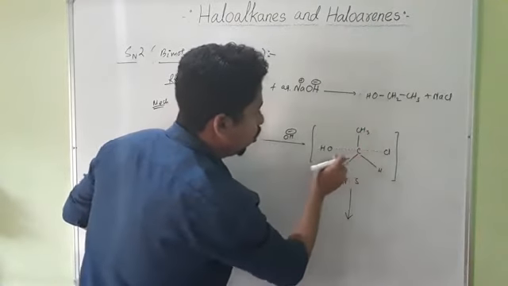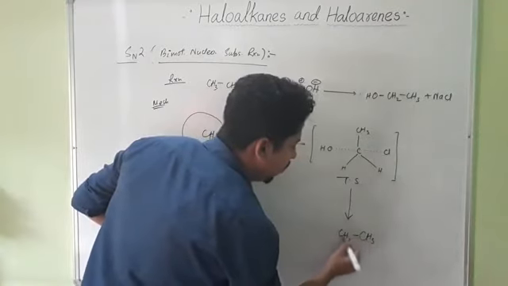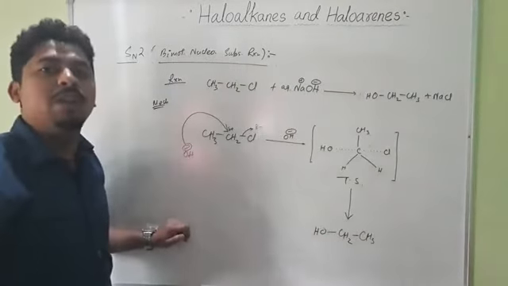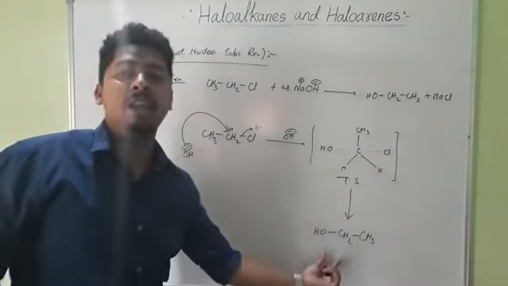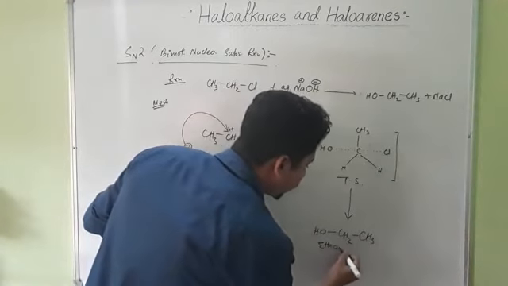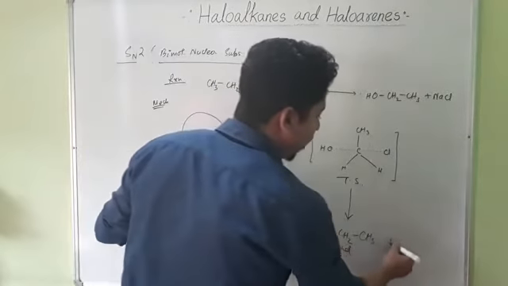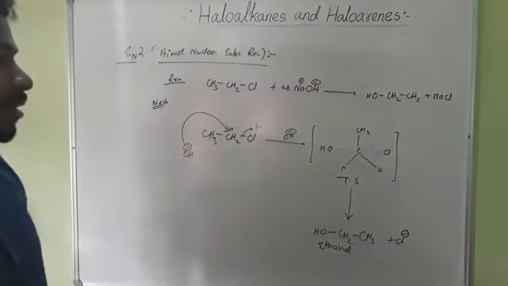CH3 CH2 OH, CH3 bond CH2 bond OH. Now, why am I writing this in this reverse way? To indicate that this reaction forms an inversion product. So this is ethanol, this is an alcohol. And here this Cl minus will attach with Na to form NaCl.